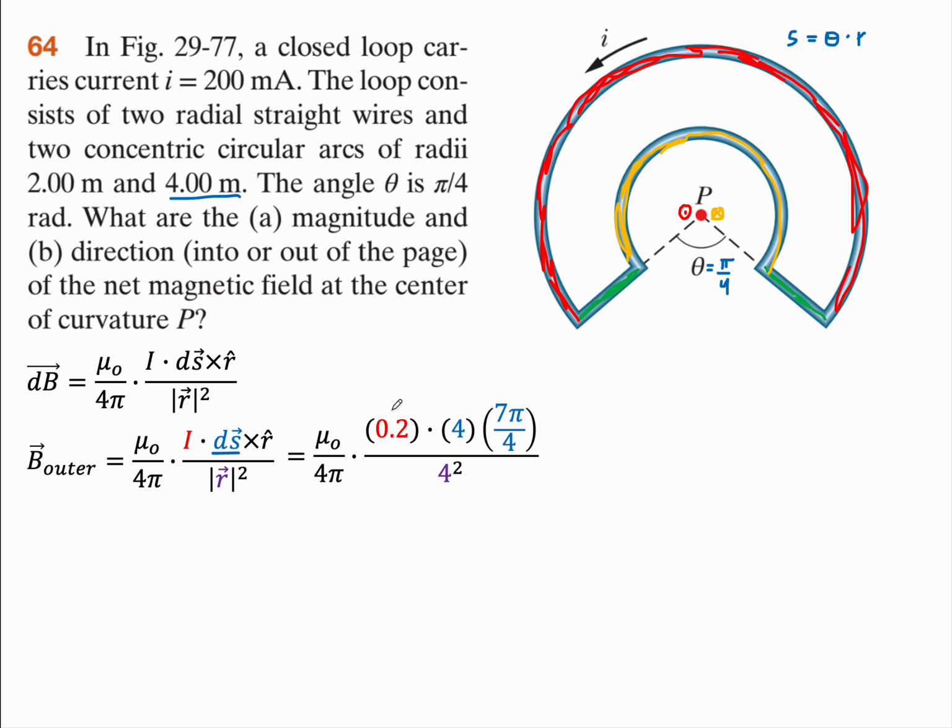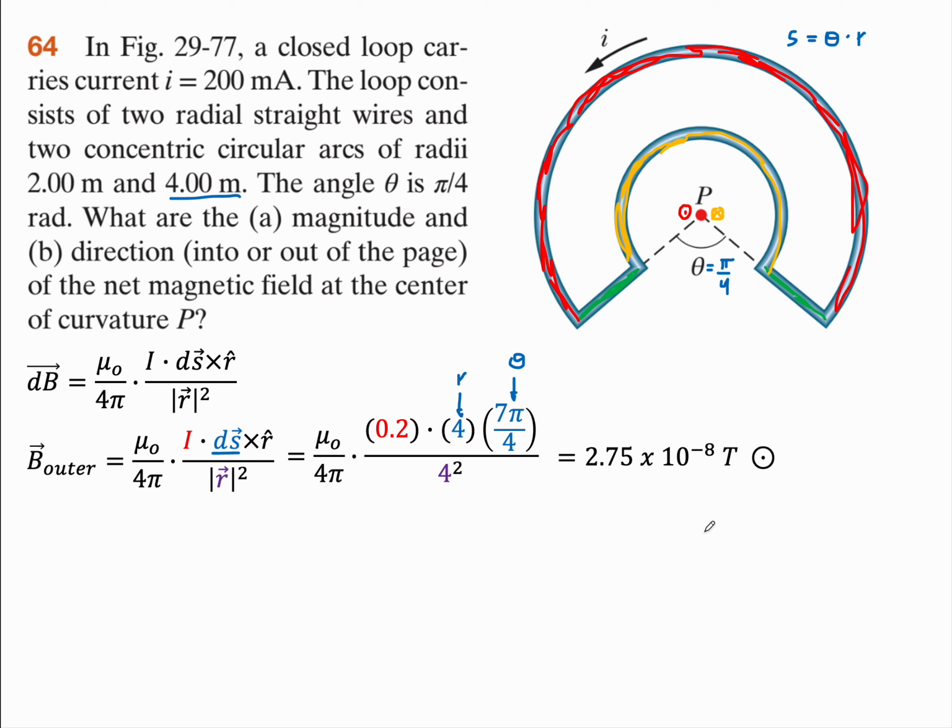Plugging in our numbers, the current is 0.2 amps or 200 milliamps. ds is going to be the radius, this is r, times theta. And theta in this case is, again, 2 pi minus that. It's all the rest of that, which is going to be 7 pi over 4. And again, plugging in the radius here, which is 4, we can solve this fairly quickly. And you end up with 2.75 times 10 to the minus 8 teslas pointing out of the page at us. That's that little red circle we have up here.